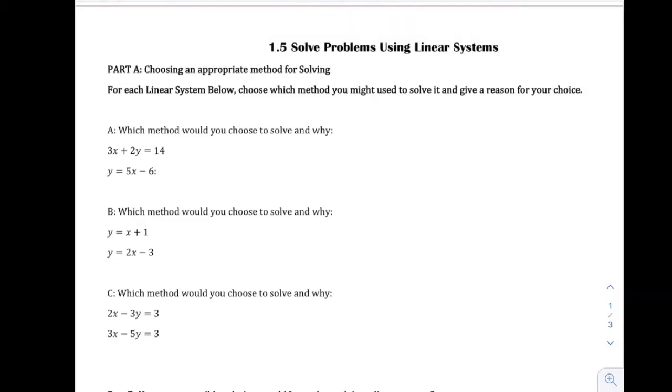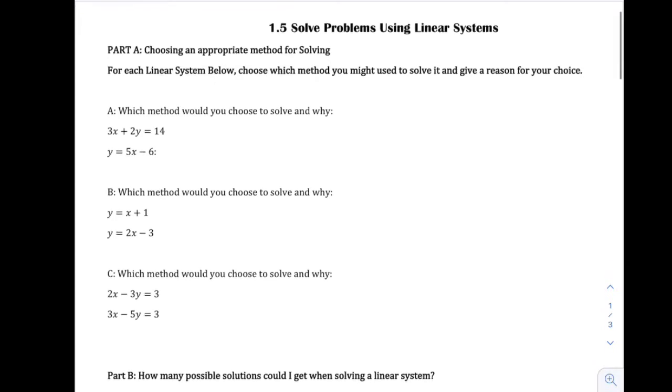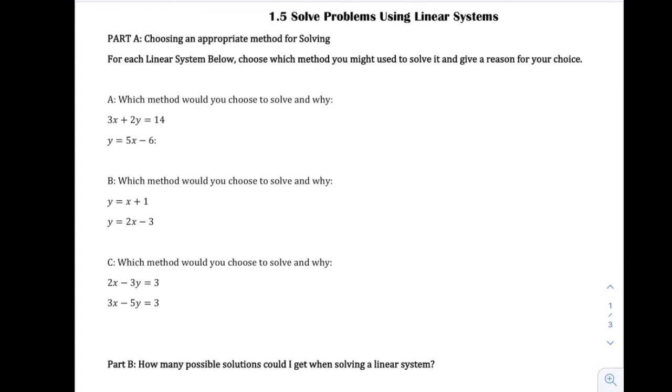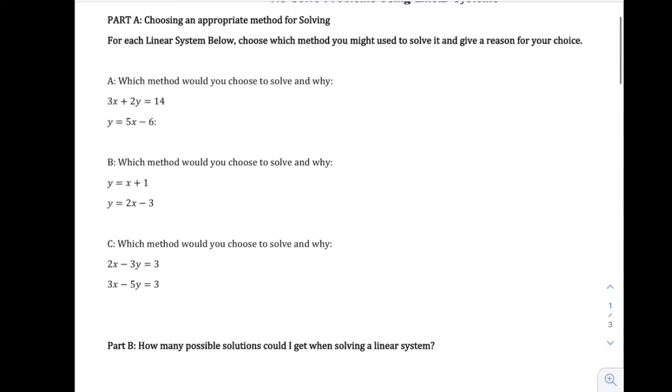All right, guys, welcome to the last part of linear systems. We're going to look at kind of a hybrid between 1.3 and 1.5, which is solving problems using linear systems. So the first thing that we're going to look at is deciding which method is best. For each linear system below, choose which method you think is best and give a reason why.